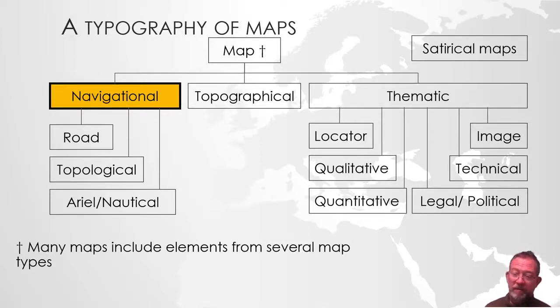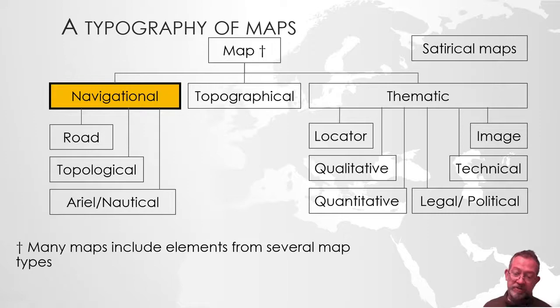When we talk about maps, it's very seldom we find clear one-type maps. They have borrowed aspects from each other. So many maps include elements of these different types, but we can still identify them as being primarily this or that type. So we look at the navigational maps.